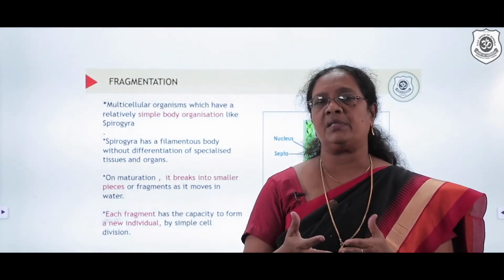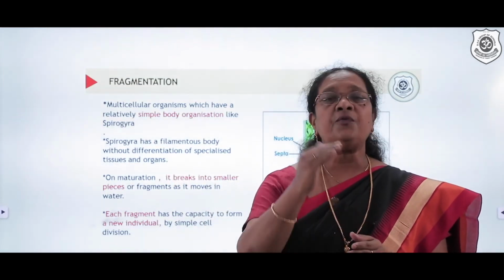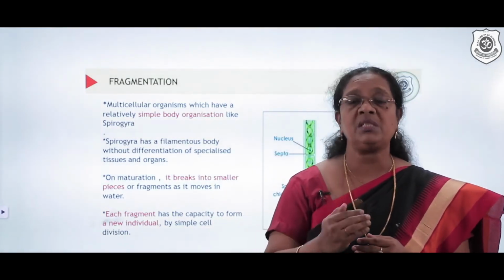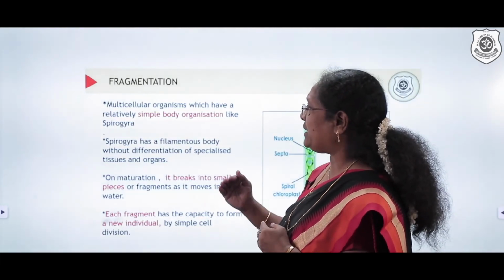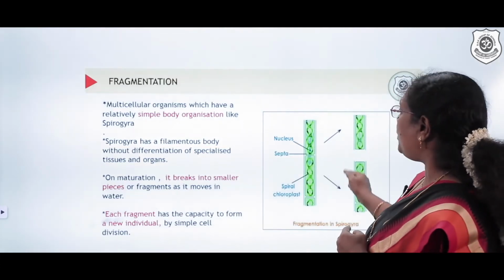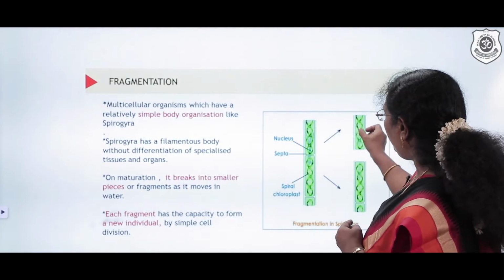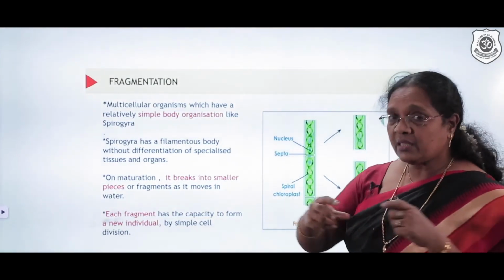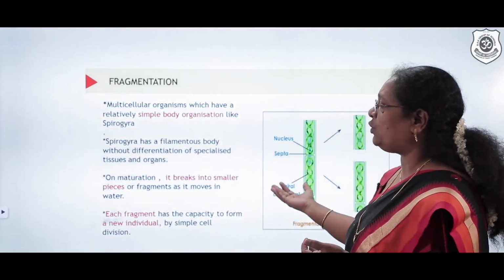What exactly happens? When they are present in the water, because of the water current or something, you find they can break down into smaller pieces. In other words, we call each piece a fragment. Each fragment has the capacity to form a new individual. When they get cut here and here, lengthwise they start growing on top as well as at the base. They are a continuous ribbon-like structure. As a result, fragmentation takes place over here.